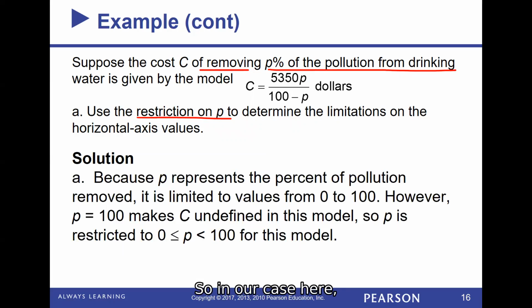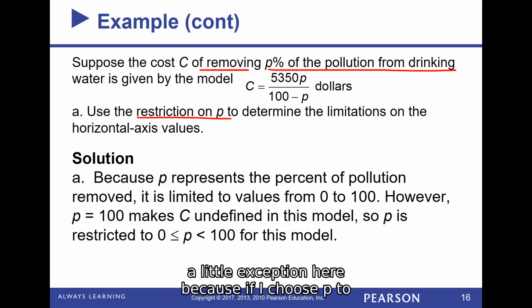So in our case here, if you think about it as a percentage, the highest percentage you can get is 100 and the lowest is 0. So basically we have from 0 to 100. Now, we do want to make a little exception here because if I choose P to equal 100 and I plug in 100 right here, we will notice that it'll end up with some undefined part of the model.